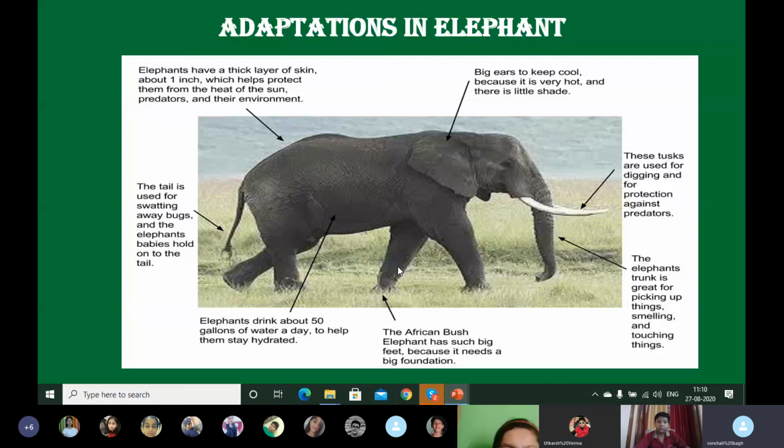An elephant drinks a lot of water because of its body. It is always in need of water and can get dehydrated. So to prevent dehydration, it drinks a lot of water, about 50 gallons of water a day.